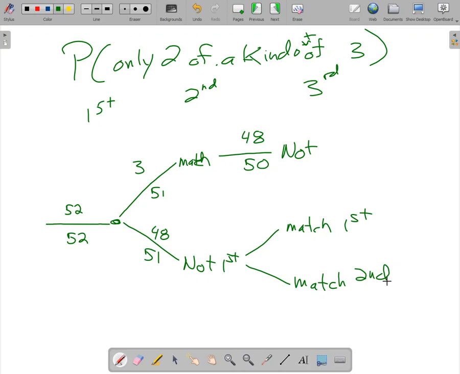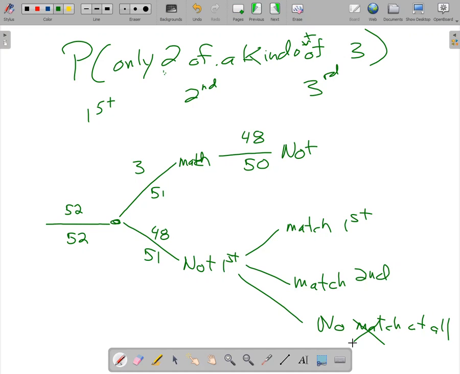Now, there is a third option here that I don't match either. No match at all. But what happens there is I got the king, I got something else like an ace, and then I got something that wasn't a king or an ace. Does that meet my criteria up at the top? No. So I don't really care about that one down here. It's not part of what I need to count for my numerator.